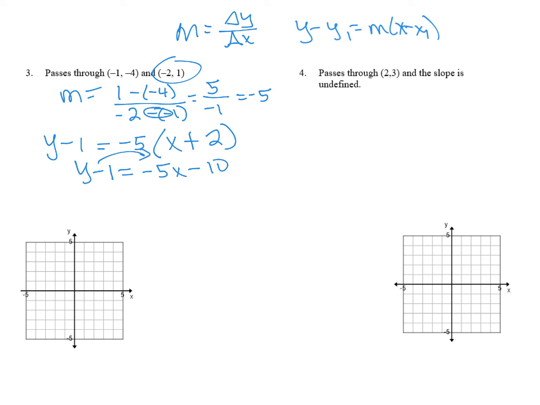And then I can move the 1 over. y equals negative 5x minus 9. That's slope intercept form. Or I can move the negative 5x to the left and have 5x plus y equals negative 9, and that would be my standard form. And then one more example of this.